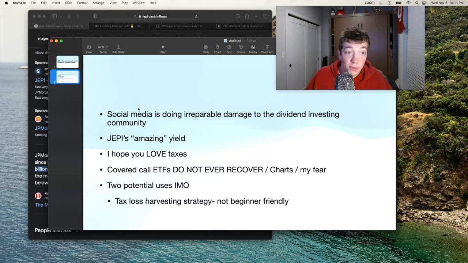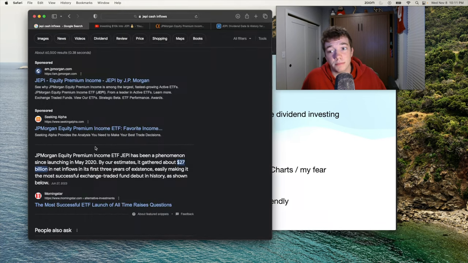We're going to cover a few things. And like I said, I haven't fully put together some fancy slide deck for this. I'm really just going to be talking about JEPI from a high level perspective. First off, if you're unfamiliar with this ticker, it's JP Morgan's Equity Premium Income ETF.